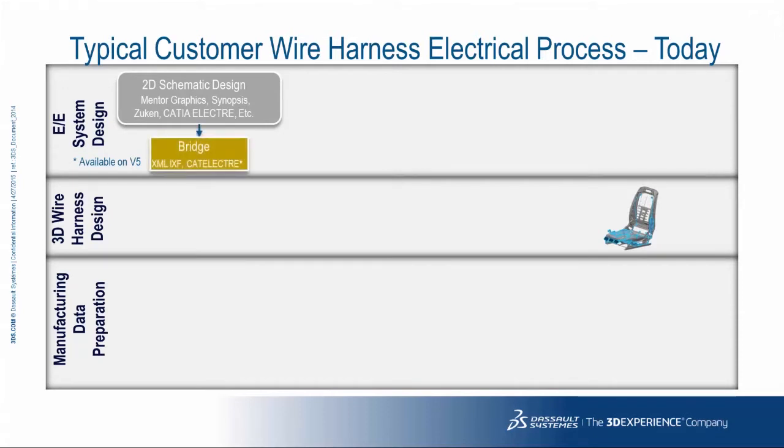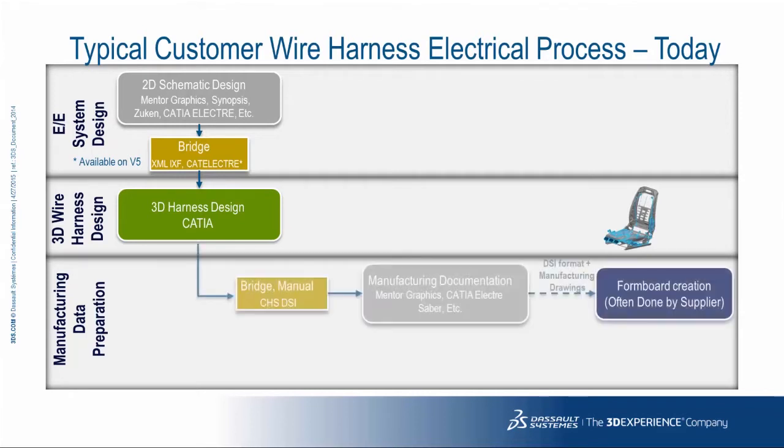In the 3D wire harness design phase, we have the creation of the complete representation of the 3D harness design in context of the product's digital mockup. In this case, we'll assume this is done with CATIA, either V5 or V6. In manufacturing data preparation, again, many different tools are used in the industries. The main challenge in this typical scenario are all the bridges and interfaces that are needed to provide the information from one process step to the next.